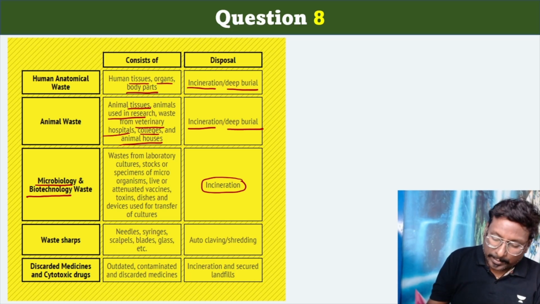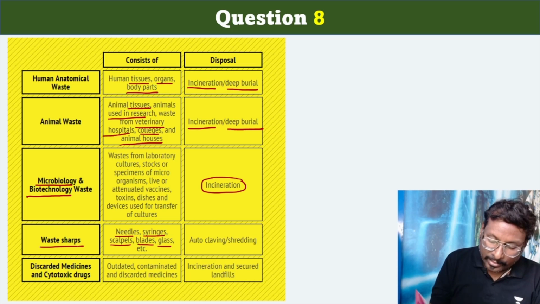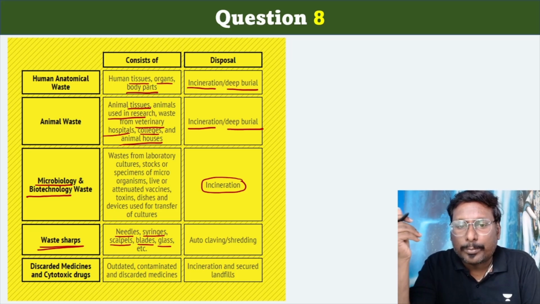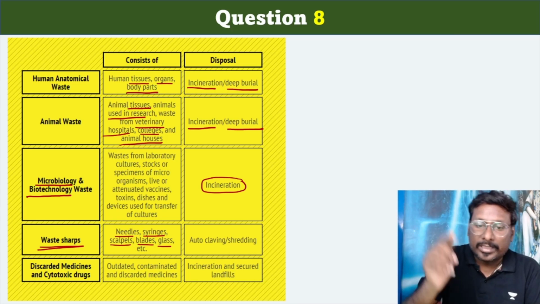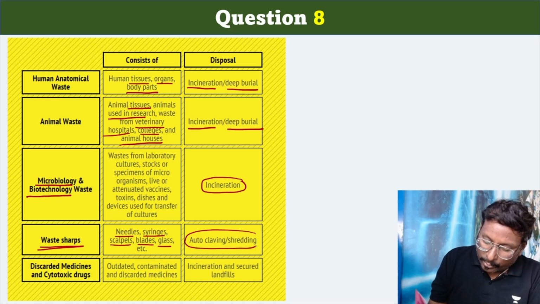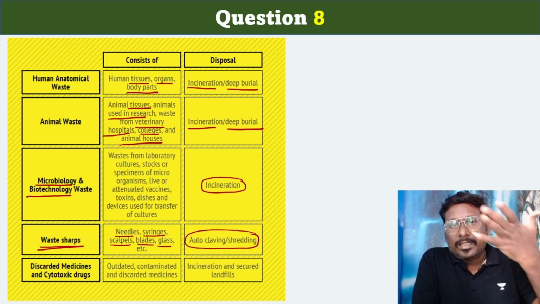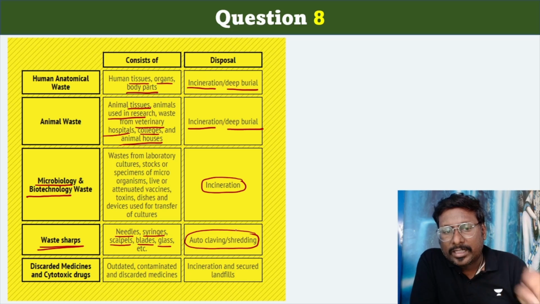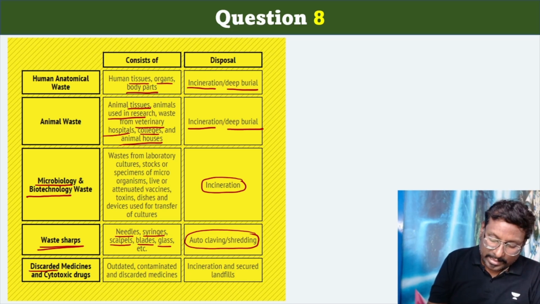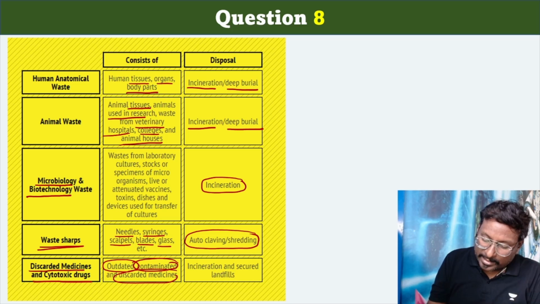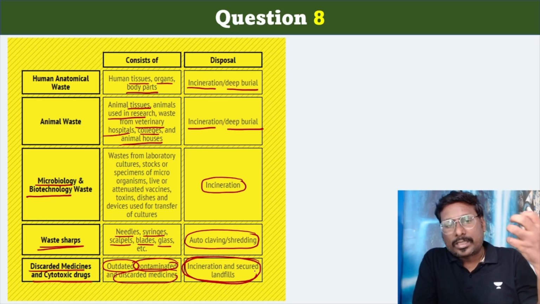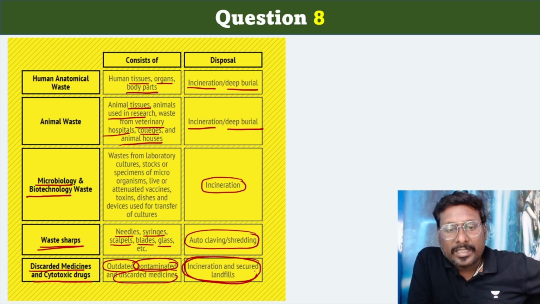Hospital waste like needles, syringes, scalpels, blades, glass, sharp waste, it is very sharp and will cut us. Sharp waste should be treated by autoclaving or shredding. That is not done by incineration, that should be done by autoclaving and shredding only. Same for discarded medicines and cytotoxic drugs, outdated medicines, contaminated waste and discarded medicines: incineration and secured landfills. So mostly for biomedical waste we prefer incineration.